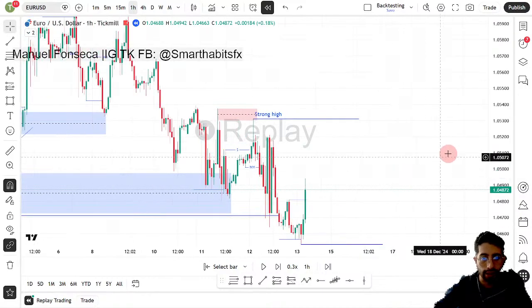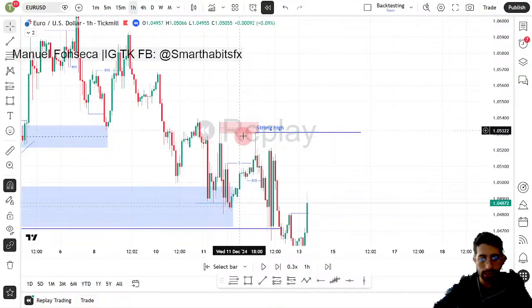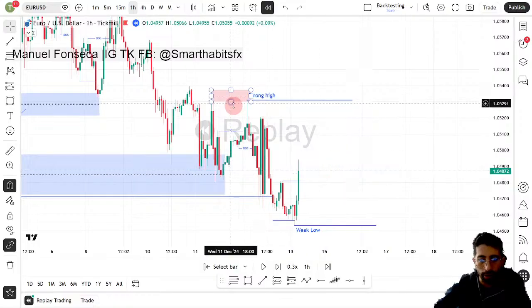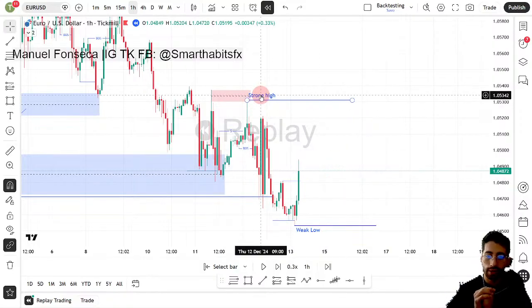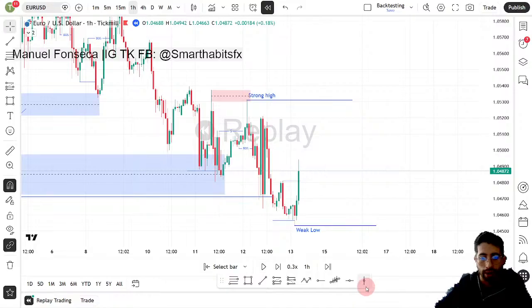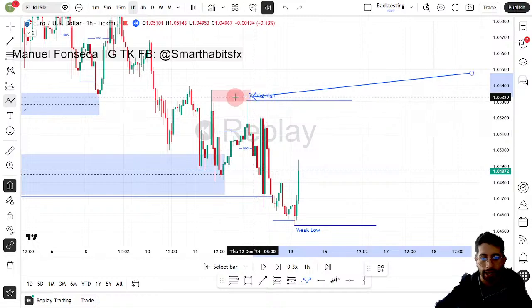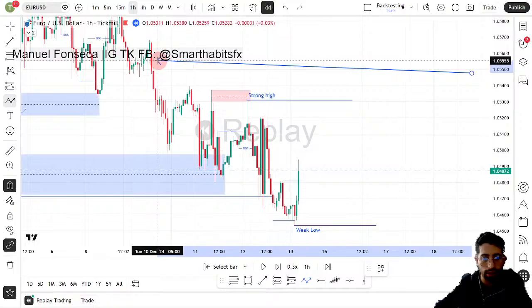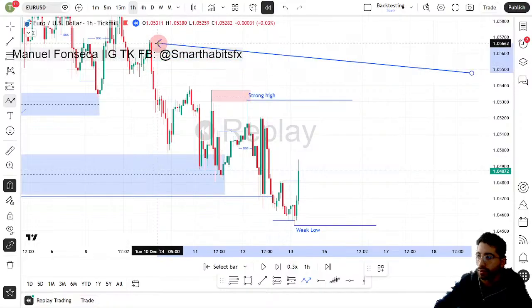Now this is the key question. Are there imbalances or order blocks not mitigated above this strong high? What do you think, guys? Is there any imbalance not mitigated or order block not mitigated above these highs? Why do I ask that? Because if there is liquidity above these highs, it means that maybe the price can continue with the uptrend and take the liquidity of this imbalance or this order block, which is here.